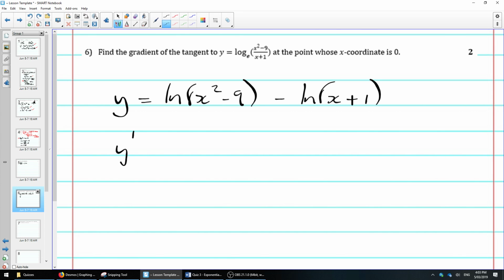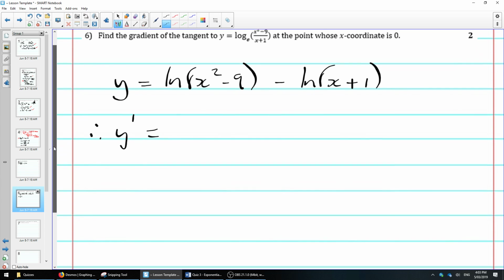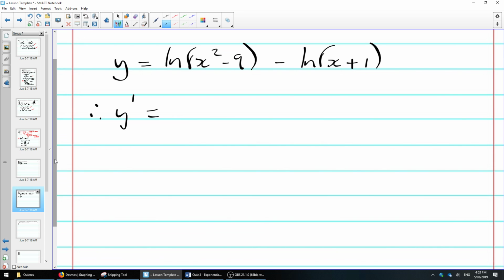Remember to differentiate logarithmic functions, you differentiate the inside. Wherever the derivative is goes on the top, and the original goes on the bottom. So what's the derivative of what's inside? 2x. Yep. So this would be 2x over x squared minus 9, and here this would be 1 over x plus 1.